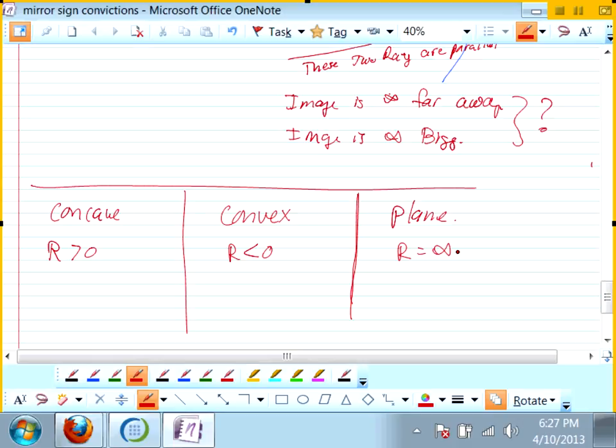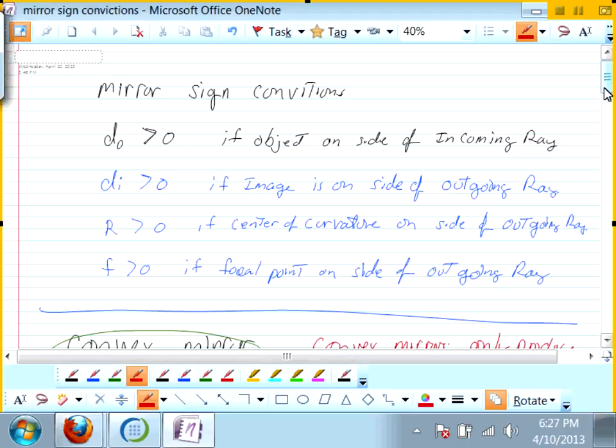Any leftover questions about the sign convention? Just to refresh your memory, sign convention is the object distance is positive if the object is on the side of the incoming ray. I don't think we're going to run into any cases where it's different than that, but never say never. Something might show up. The image distance is positive if it's on the side of the outgoing ray. Similarly, the radius of curvature is positive if it's on the outgoing ray, and of course, whatever R is, F has to be the same. If it's positive, F comes out positive.